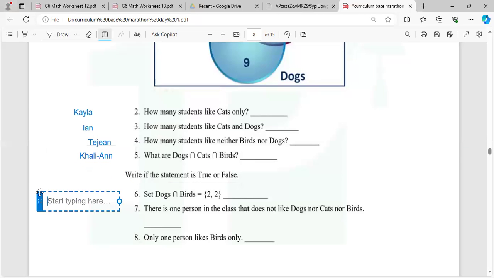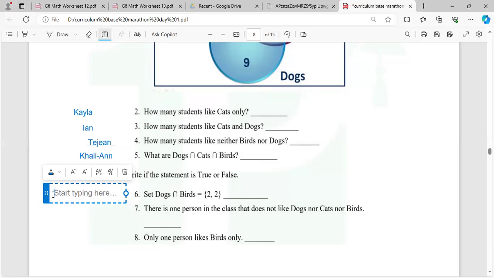Oh, all right. So, guys, by the time we finish all of this, the day will be ending. By the time everybody works it out. So, dogs, it's a set. Dogs intersect. Oh. All right. There's one person in the class that does not like dog or cat.